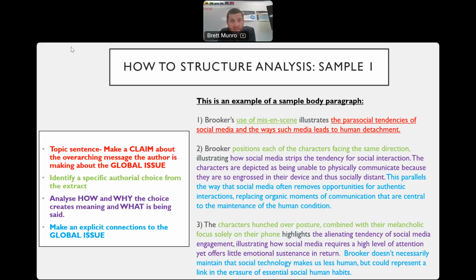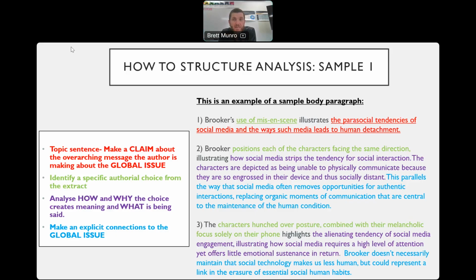Brooker positions each of the characters facing the same direction. This is drawing from a specific example in the extract and identifying specifically what Brooker is doing. In this case, it's linking in to that mise-en-scène that is referenced in the topic sentence. We then look at how and why that choice creates the meaning and what exactly is being said. This is illustrated through how social media strips the tendency for social interaction.